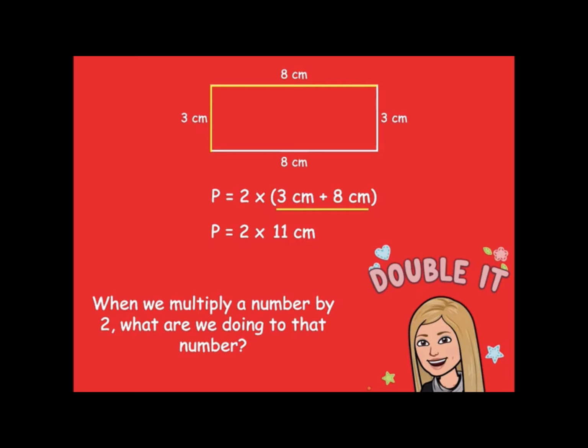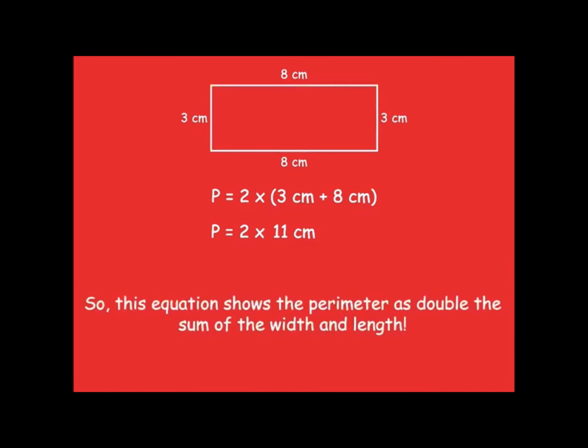So believe it or not, friends, this top equation actually does represent the perimeter of our rectangle. Because notice, if we add 3 plus 8, we get 11, right? But if we multiply that by 2, we would be getting the other two sides because they're the same in a rectangle. So this equation shows the perimeter as double the sum of the width and the length.